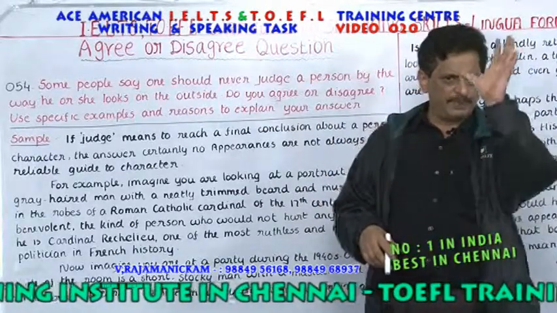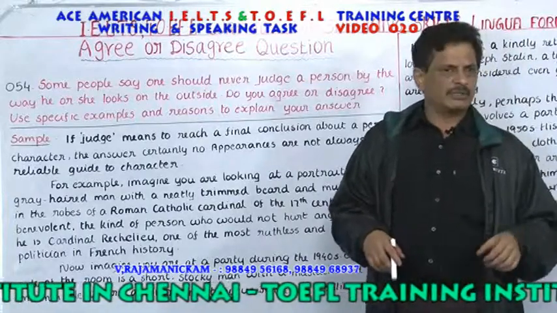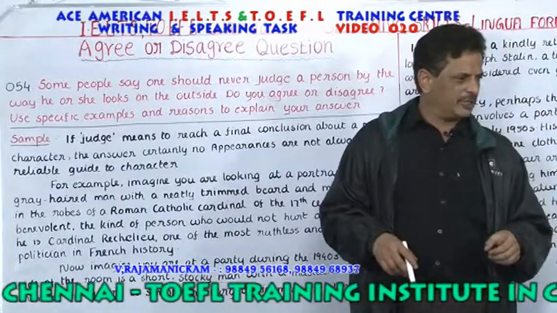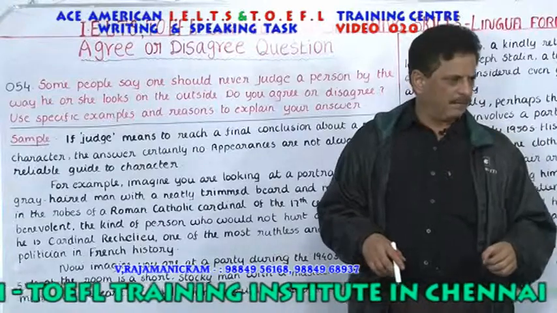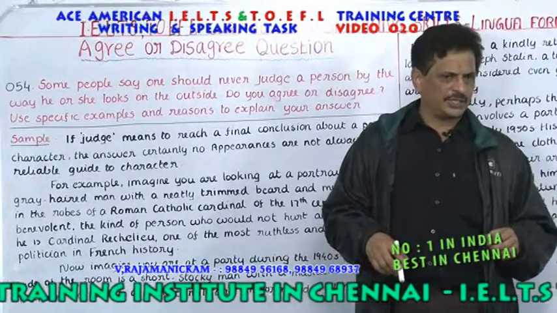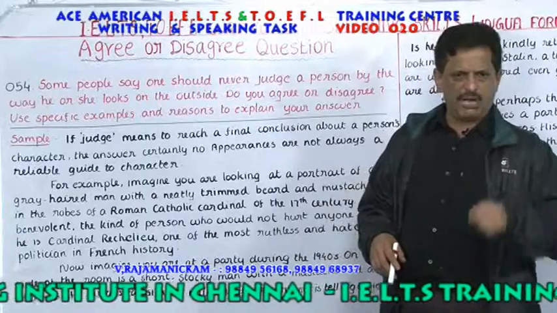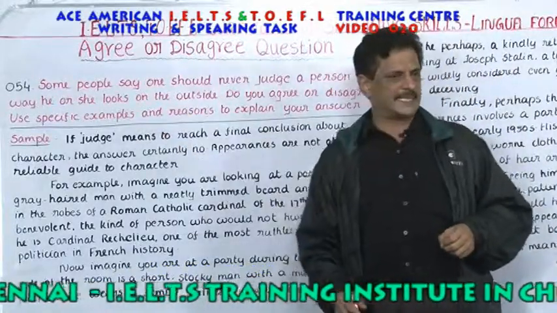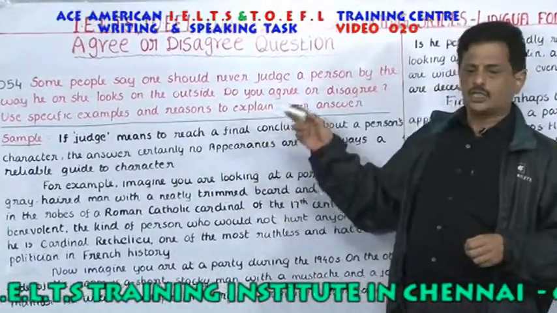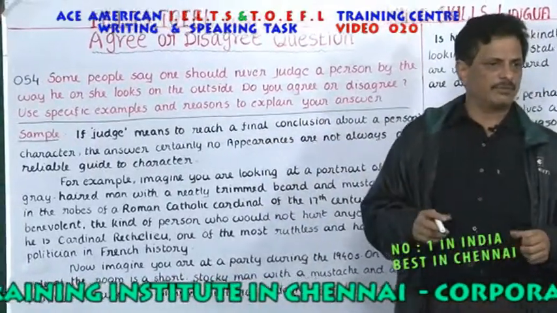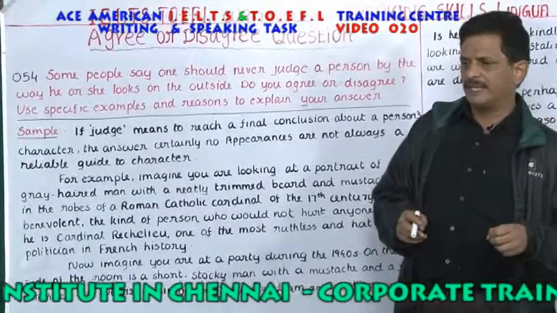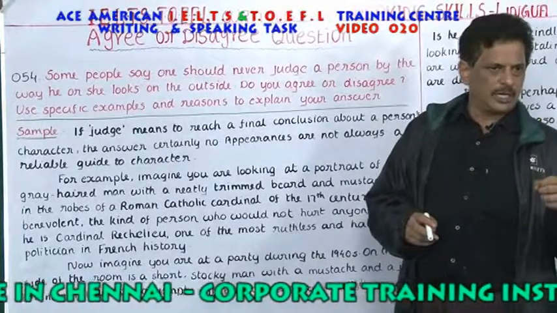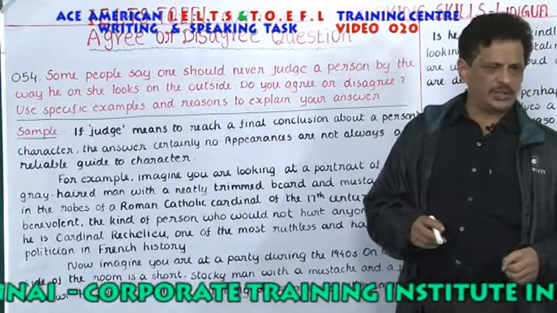You cannot judge a person by his looks. You cannot judge a person by the way he dresses. You cannot judge a person by the facial expressions and all those things. So do you agree or disagree with the statement? Use specific examples and reasons to explain your answer. You have to state the reasons and the examples to substantiate what you want to say.